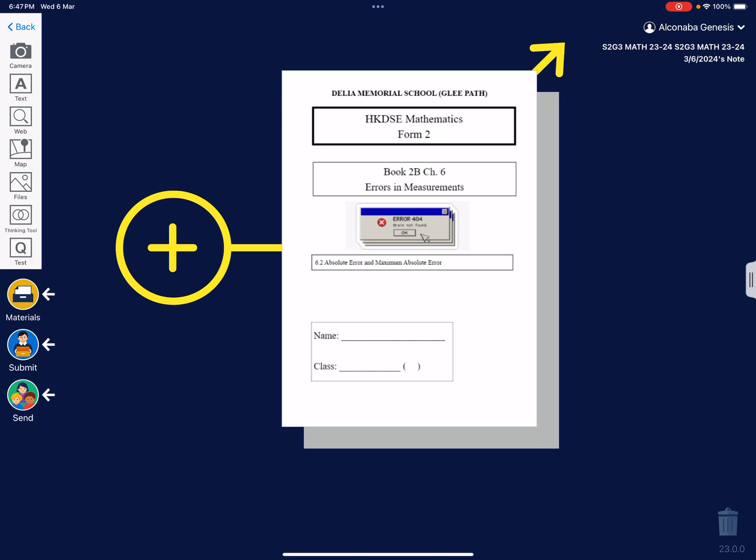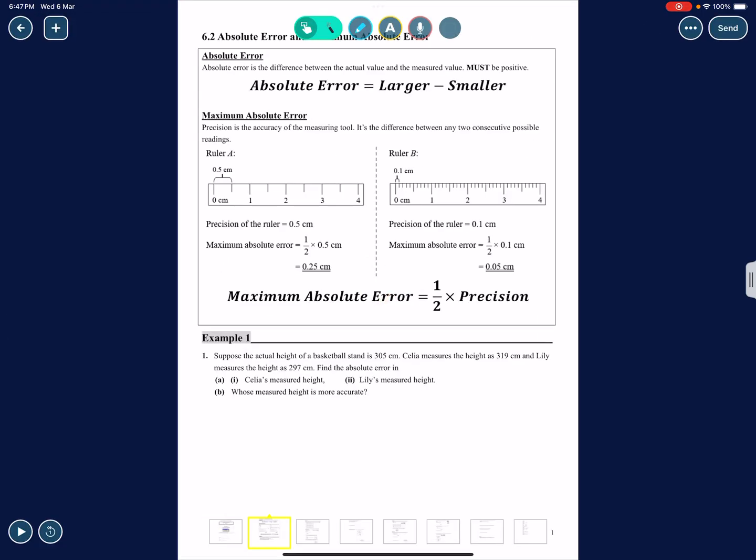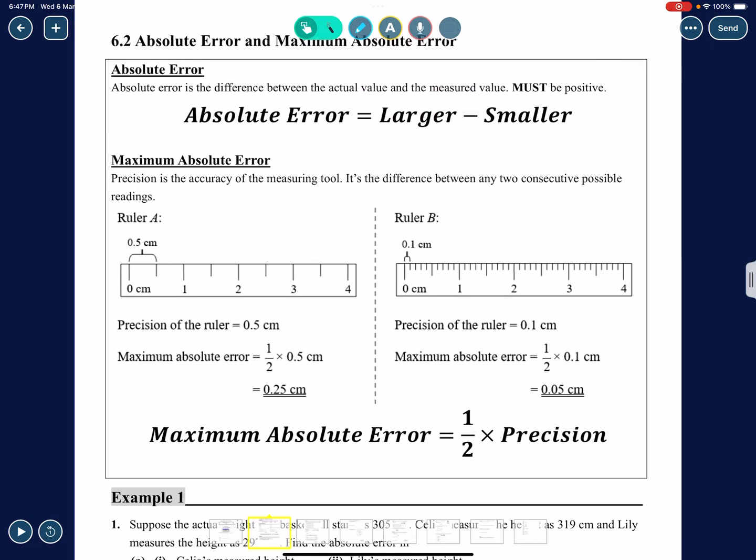This is about a chapter on errors. Basically, everything in our lives has errors. Our life is an error as well. Okay, so two things you need to know.